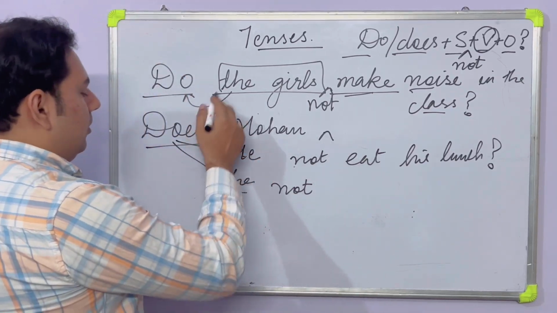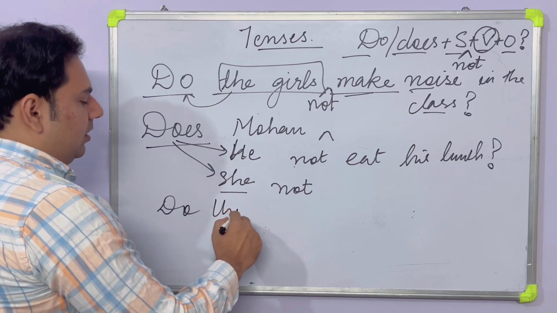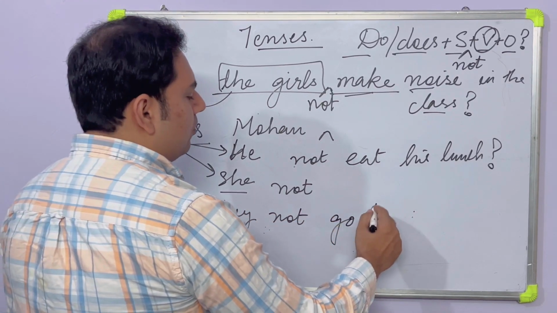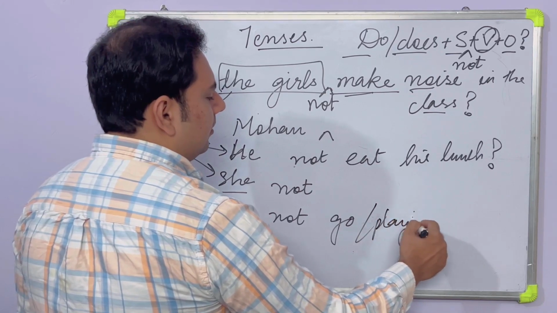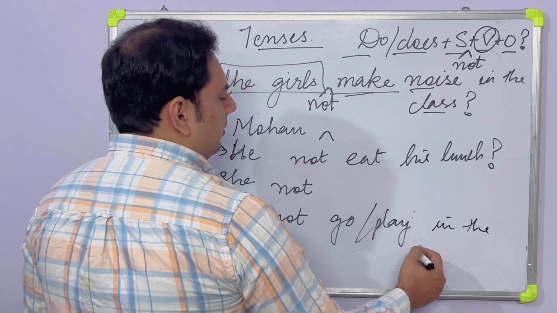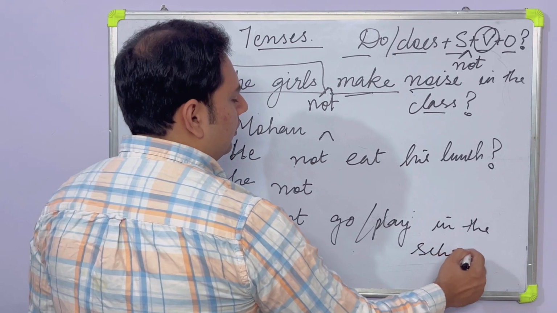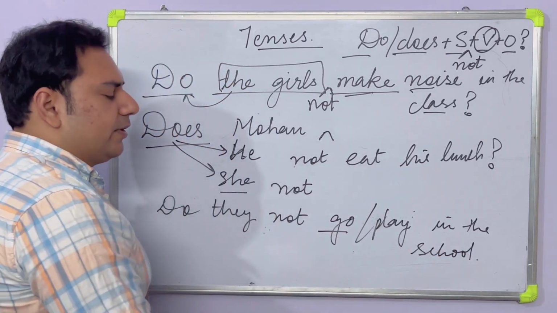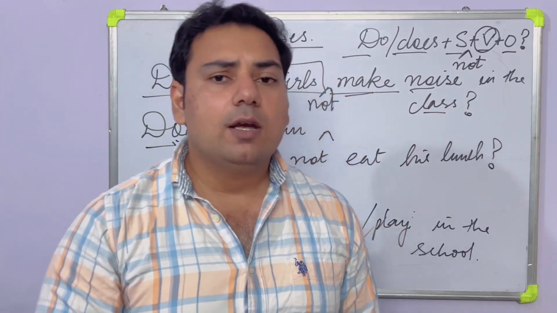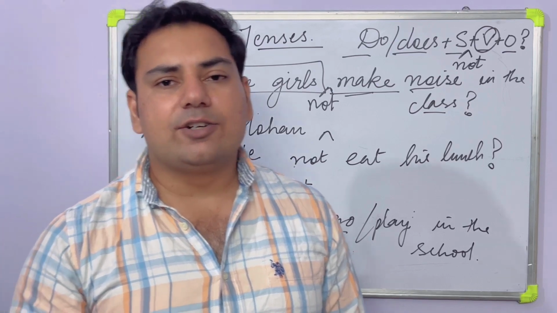Do they not go or play in the school? Or go to the school. You can make multiple sentences. English is very ambiguous, so you can make your own sentences and try them.